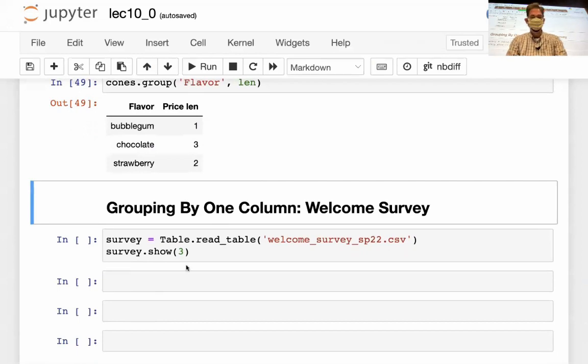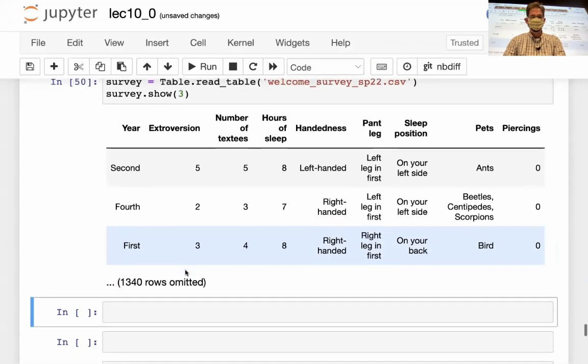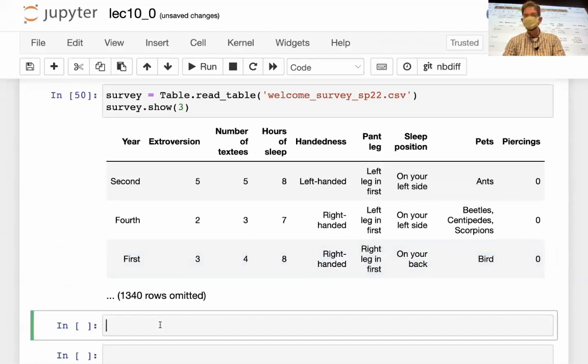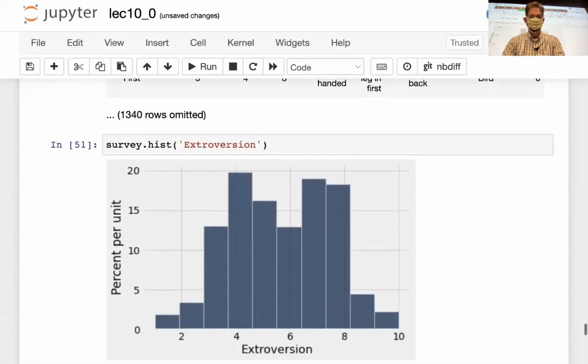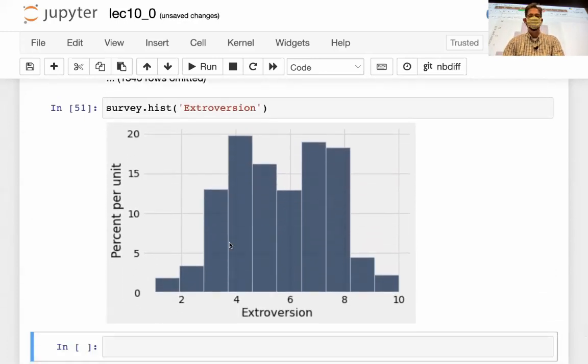Practice a little bit. Here's our welcome survey. You saw this before, right? Yeah, you took the survey. But I think Swapnil did some demos for this before. There's an extroversion scale of 1 to 10 question in there. And there's the histogram of the distribution.